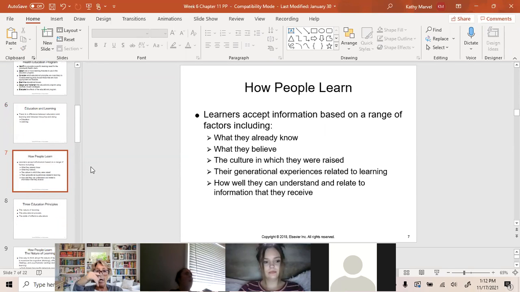And then we're going to talk about how people learn. How do people learn? We'll learn three: cognitive, affective, and psychosocial, are different ways that people learn. What do they already know? What do they believe? What culture were they raised in? How well do they understand? Do they have health literacy? Do they have health illiteracy?